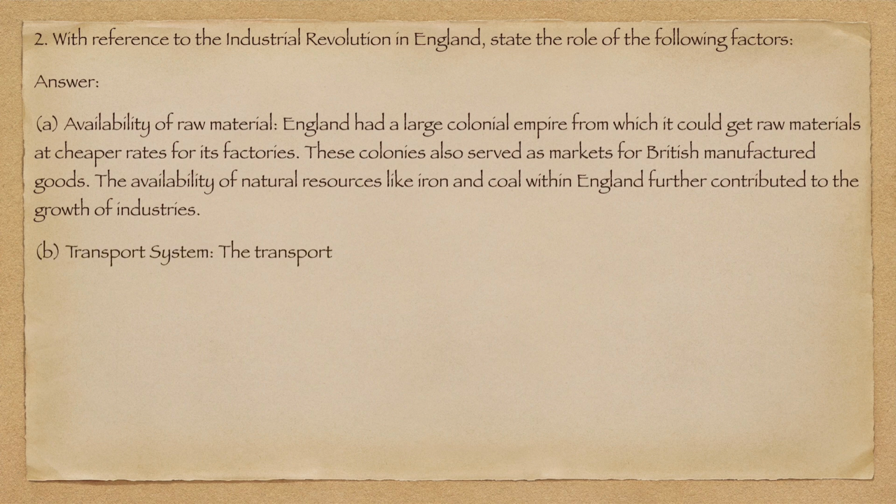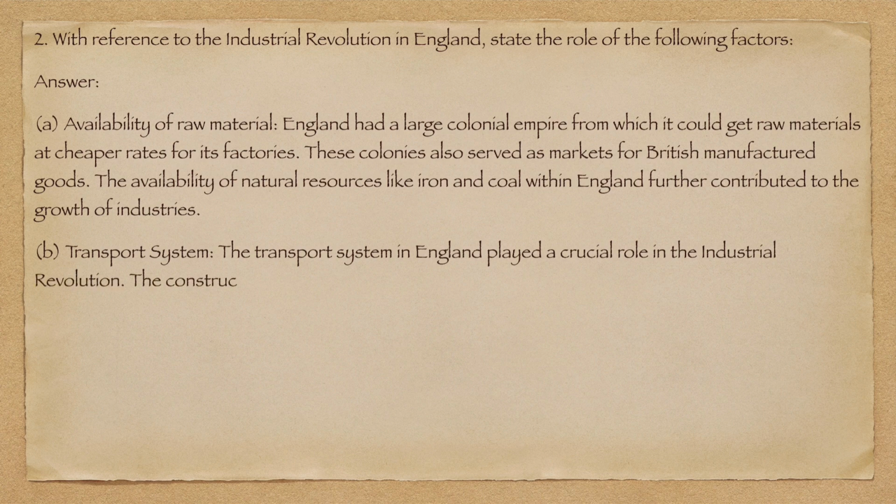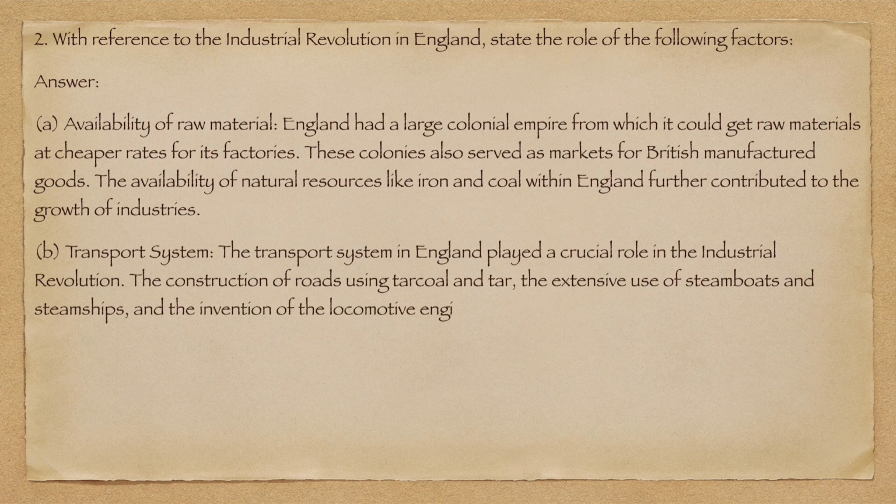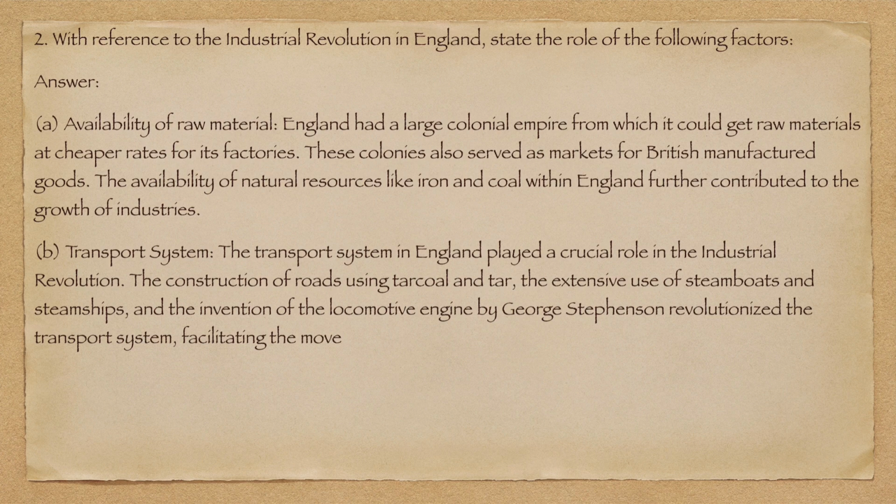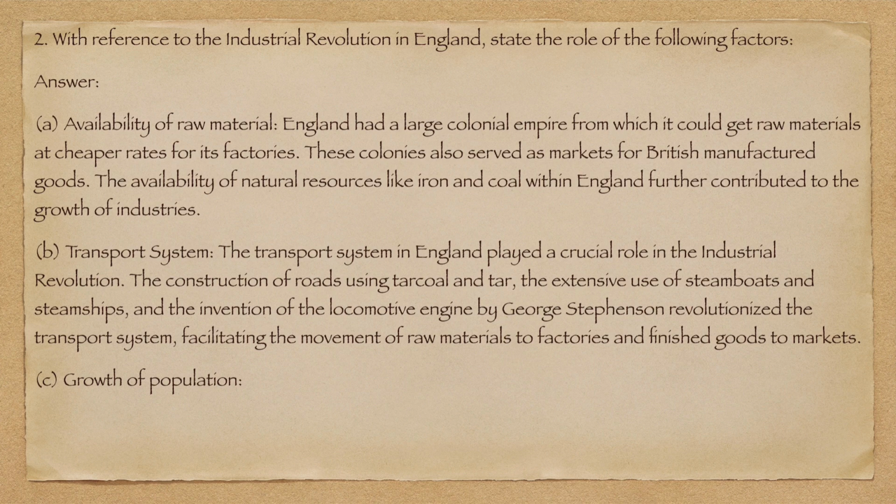B. Transport system. The transport system in England played a crucial role in the Industrial Revolution. The construction of roads using charcoal and tar, the extensive use of steamboats and steamships, and the invention of the locomotive engine by George Stephenson revolutionized the transport system, facilitating the movement of raw materials to factories and finished goods to markets. C. Growth of population.